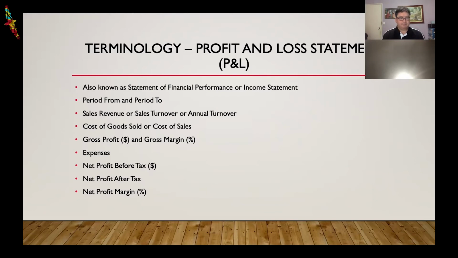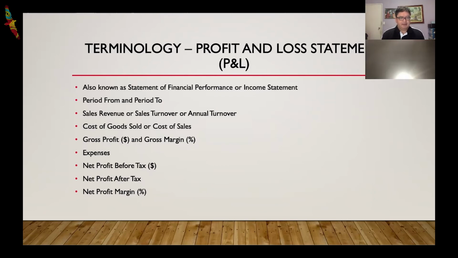Next, we have the net profit before tax. This is a dollar value of all income less all expenses except tax. So for many of us, this is your profit that is at the bottom of your profit and loss statement, your net profit or loss. Normally, in a set of accounts that you will receive from your accountant, it'll be net profit before tax as a dollar value.